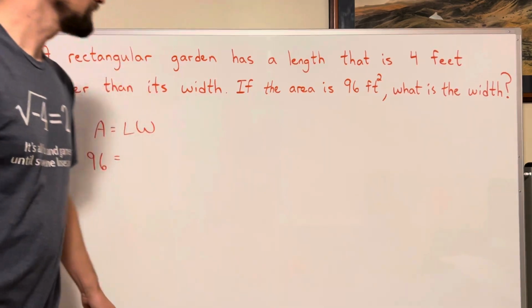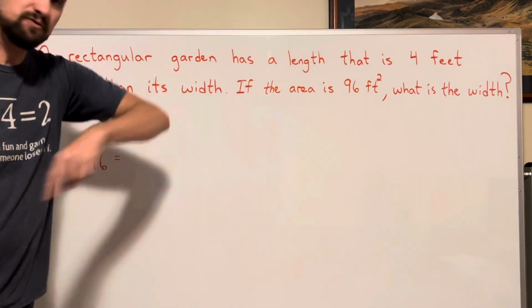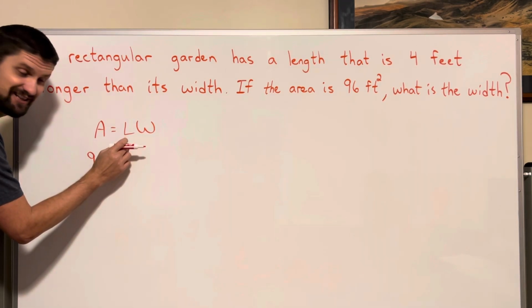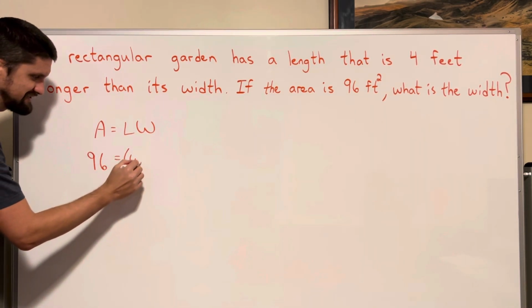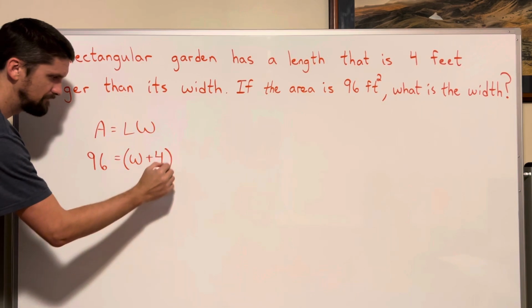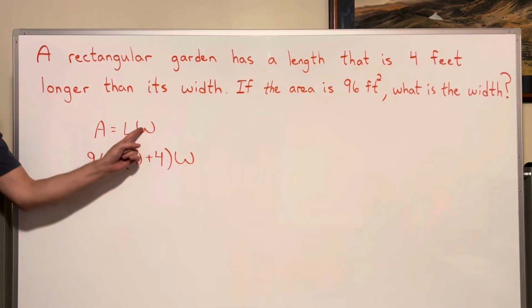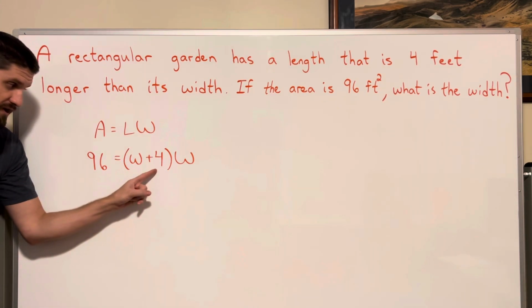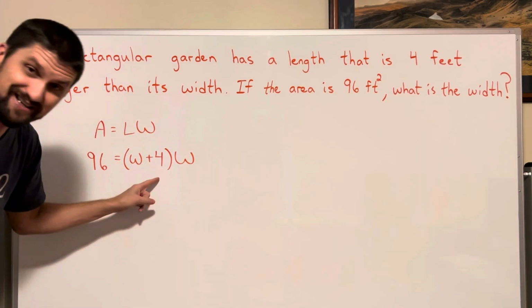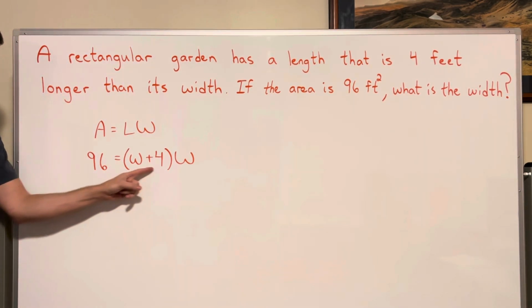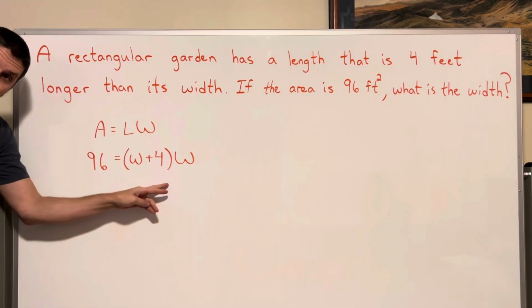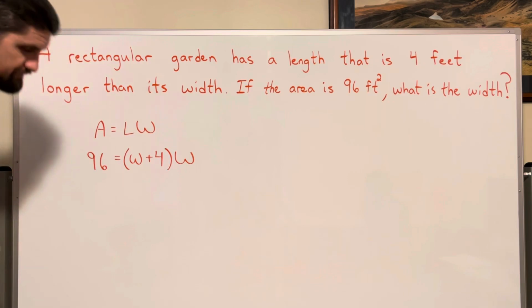Now the length is 4 feet longer than the width, so we could take the length and write that as W plus 4. And then bring down this W. So the length is 4 more than the width. I wrote that as an algebraic expression right here. Alright, so the W I'm looking for would be the W that solves this equation.